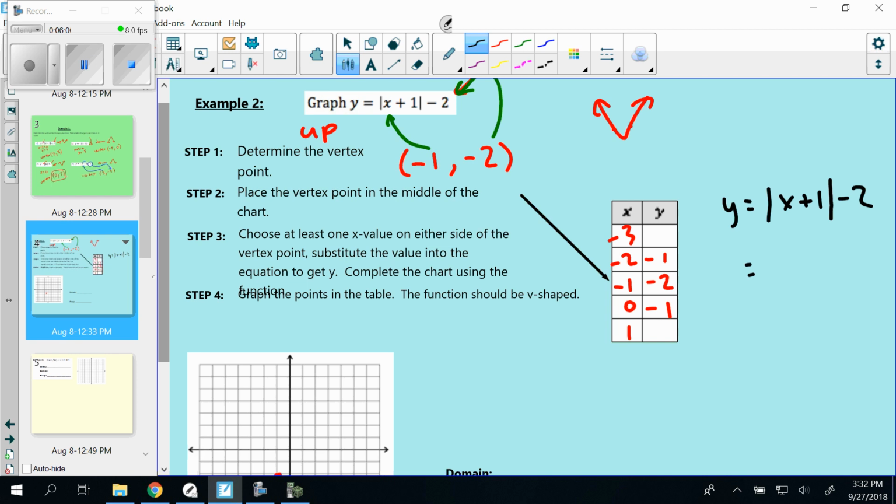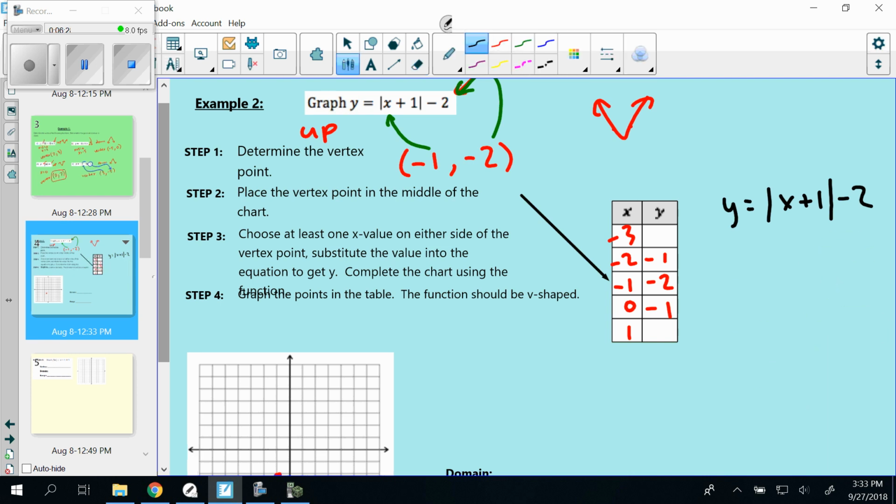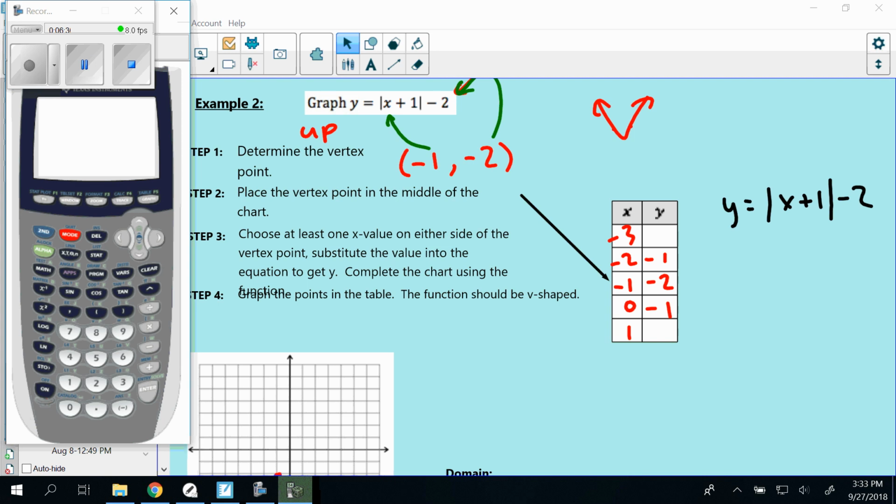If you put -2 in here for x, -2 plus 1 is -1. Remember though, what does absolute value do? It makes it positive. It's the distance from 0, so that's +1 minus 2. You should get the same thing, which we did. Okay. And we could keep plugging numbers in here and get it that way. Another way you can get a table of values is with the calculator.